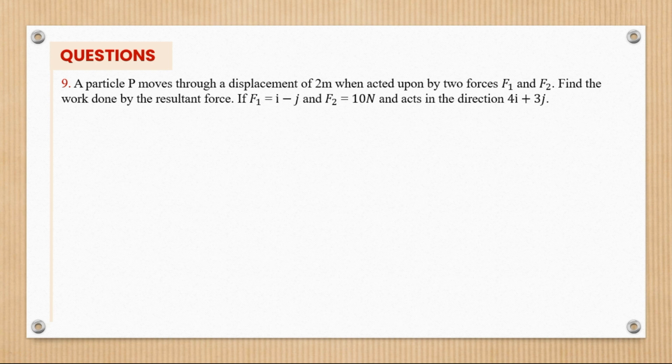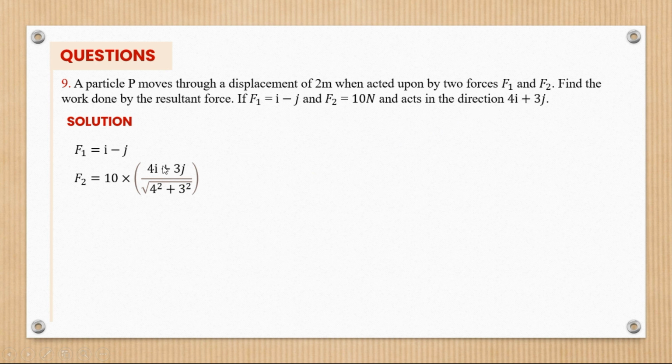Now as you can see, force 2 has been given in quantity form, so that means that somewhere along the line we'll also have to convert it into vector form. But force F1 is already given in vector form, so that means force F2 has to be converted. So first of all, force F1 is i minus j. Now to convert force F2 into vector form, we'll multiply the quantity itself times the unit vector of the direction.